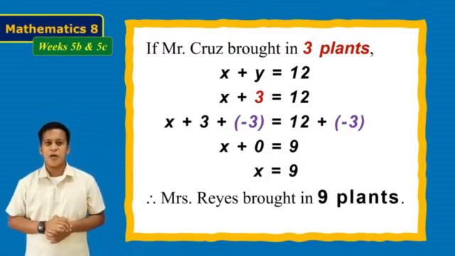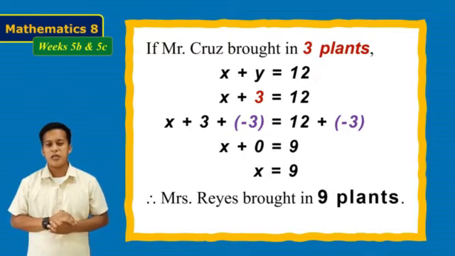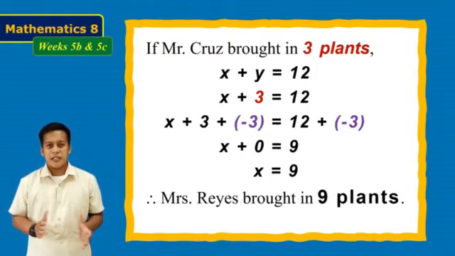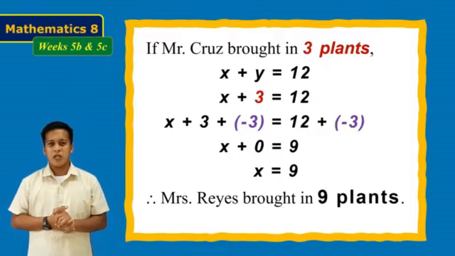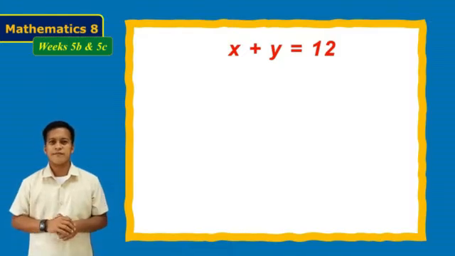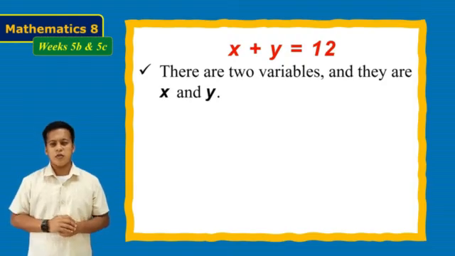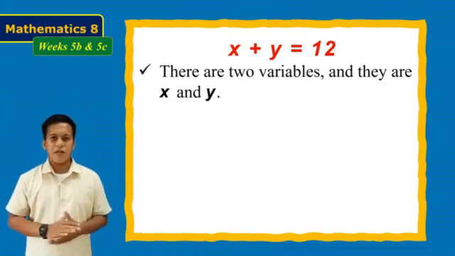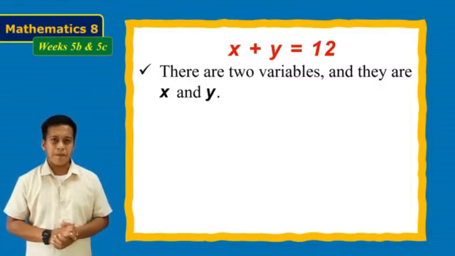We apply the addition property of equality, or APE, to solve the equation. That is how we determine the value of one variable if the other variable is given. This time, take a look at the equation X plus Y equals 12. How many variables do you see? It's obvious. There are 2 variables in the equation, and they are variables X and Y.